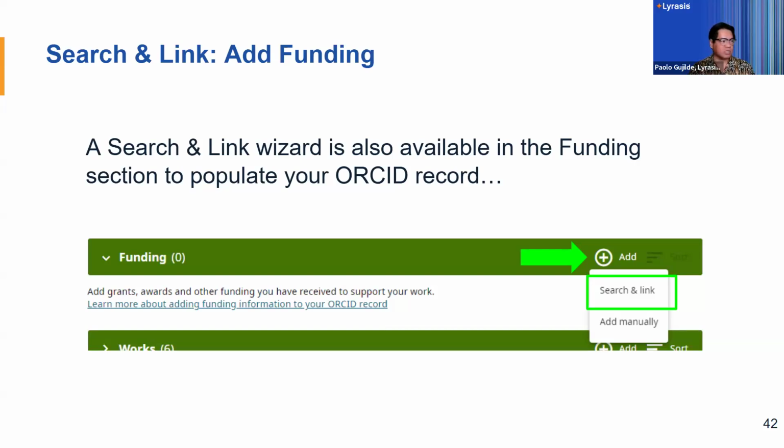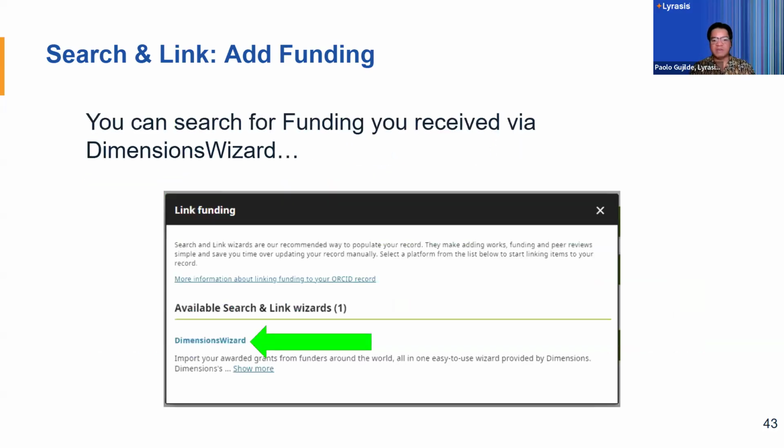They would click on that search and link wizard, and then on the next slide, there's only one option for a funding search and link wizard in ORCID, and that's Dimensions Wizard. So they will be presented with this. As a researcher, if you want to add funding to your ORCID record, you can click on that Dimensions Wizard, and it will take you to the Dimensions Wizard database. Again, you can do the searches with your name and all of those things, and then you can go ahead and add that to your ORCID record.